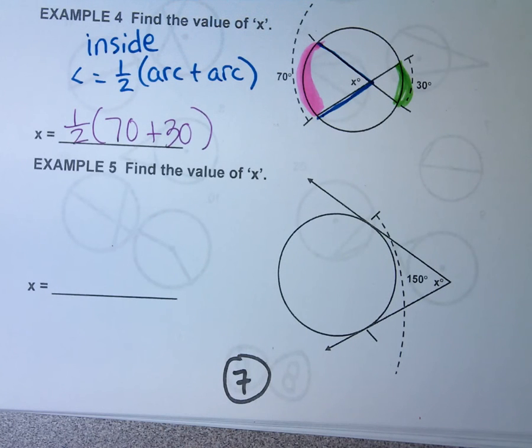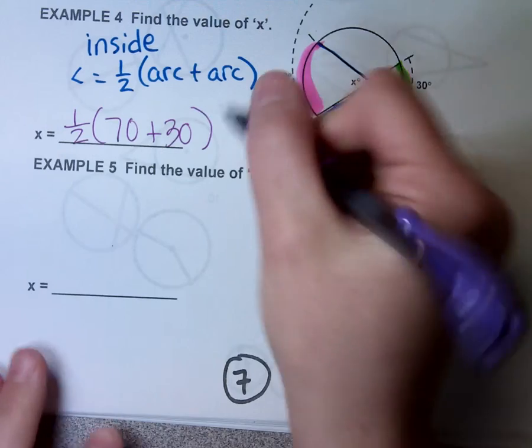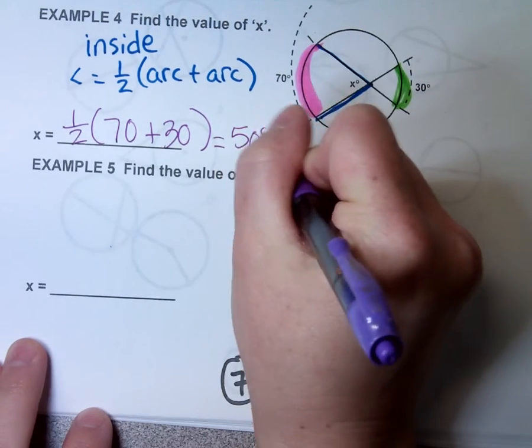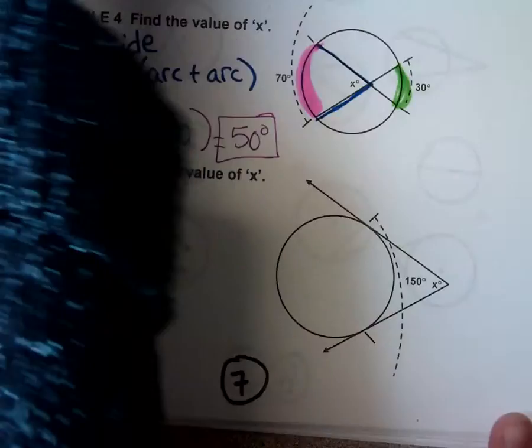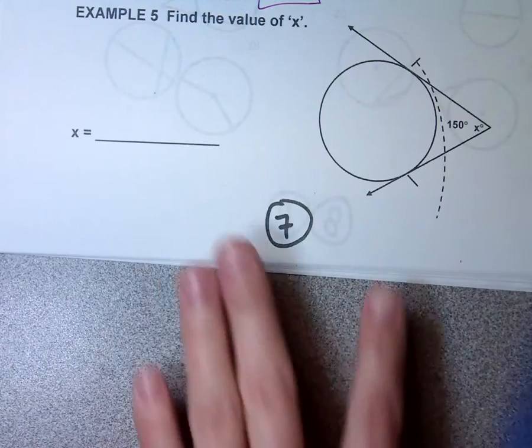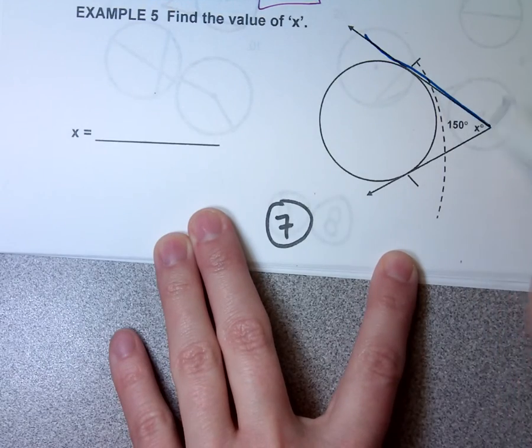Okay, what'd you guys get? 50. Half of 100 and half of 100 is 50 degrees. Very good. Okay, and then example 5, the vertex of angle X, would you say that it is on the circle, inside, or outside?